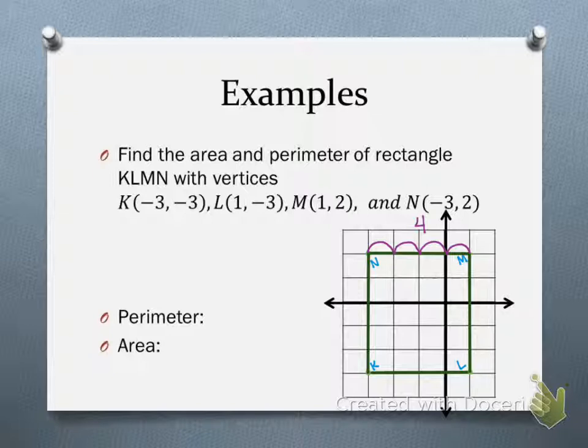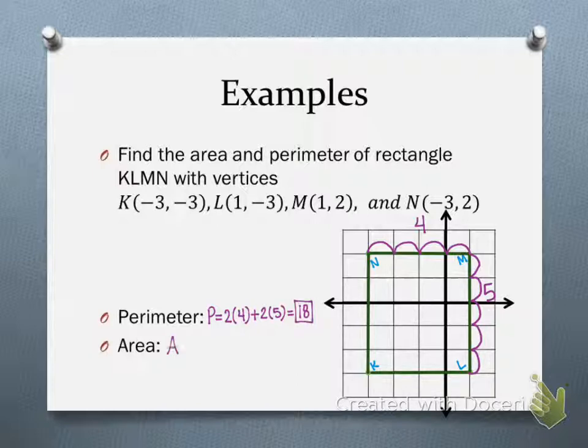Next, going from M to L, or L to M, either way, I would go 1, 2, 3, 4, 5 units. So our height is 5. Now using the 4 and the 5, we plug those into our perimeter and area formulas. Perimeter is P equals 2 times the base, so 2 times 4, plus 2 times the height, so 2 times 5. 2 times 4 gives us 8, plus 2 times 5 gives us 10, so our answer is 18.